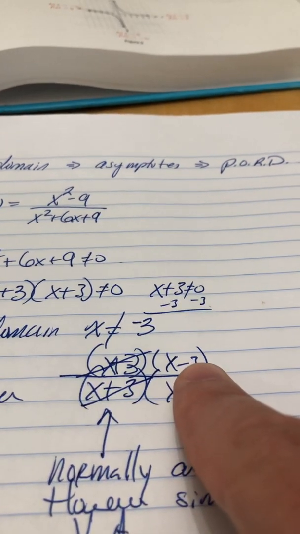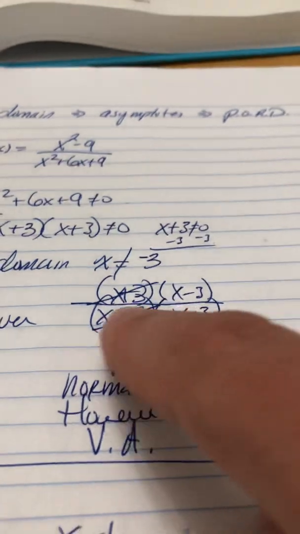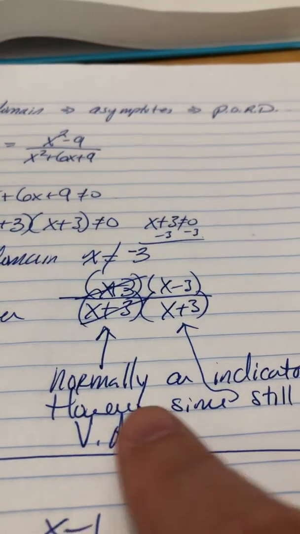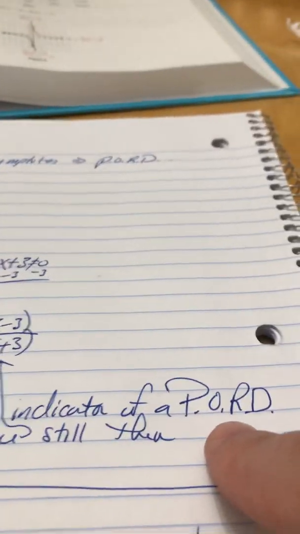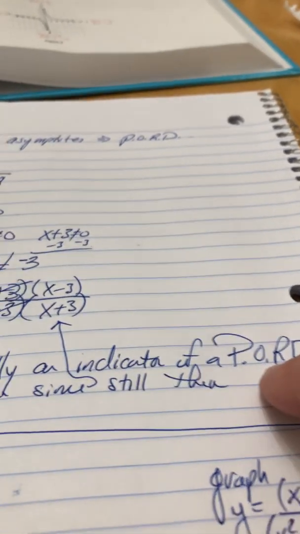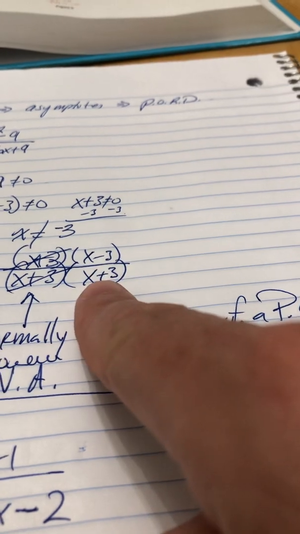All right. So if I were to factor this, both top and bottom, I'd have x plus 3 times x minus 3 over x plus 3, x plus 3. And you'll notice that the factors x plus 3 cancel. It is normally the case that this is an indicator of a point of removable discontinuity. The issue is that we still have an x plus 3 left.